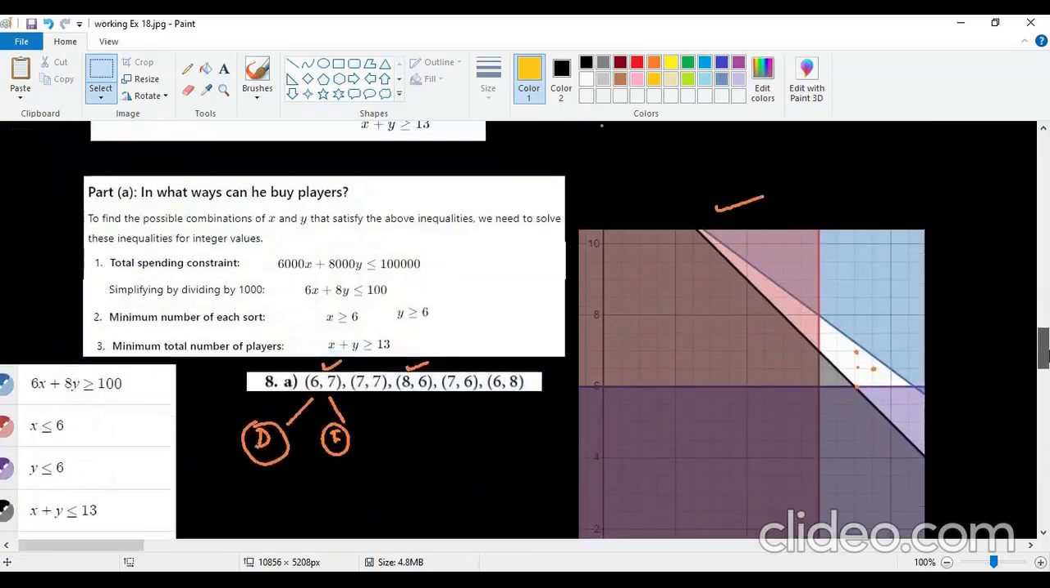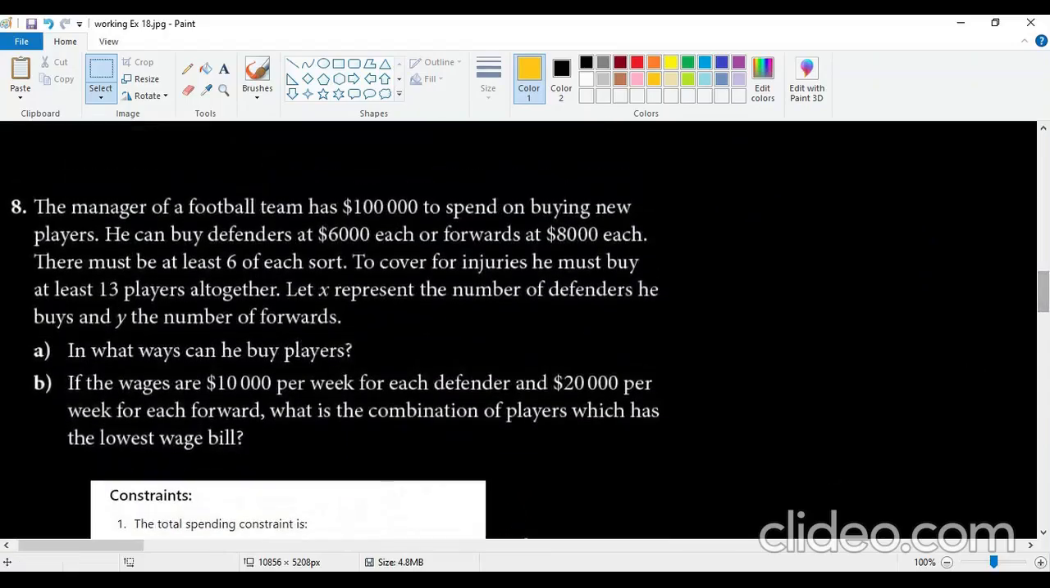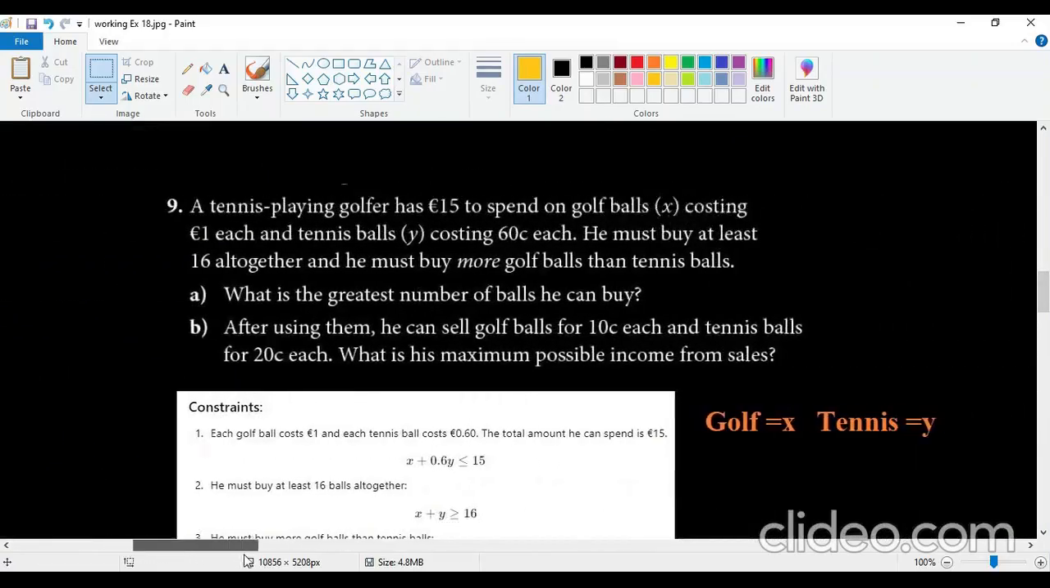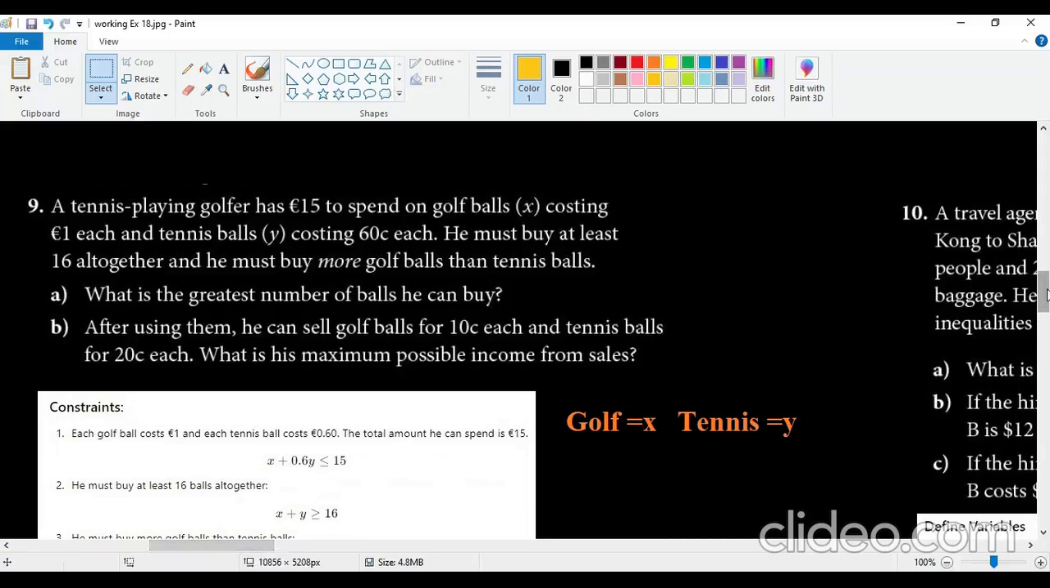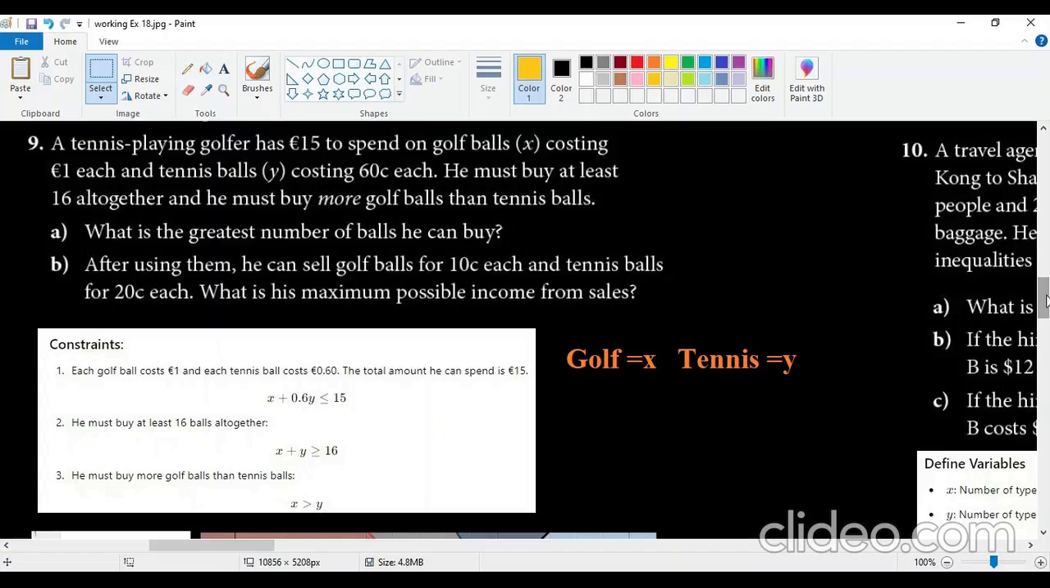Moving on to the next question, which is question number 9. It says, a golfer has 15 euros to spend on golf balls costing 1 euro each and tennis balls costing 60 cents each. He must buy at least 16 altogether, and he must buy more golf balls than tennis balls. What is the greatest number of balls he can buy? After using them, he can sell golf balls at 10 cents each and tennis balls for 20 cents each. What is the maximum possible income from the sale?